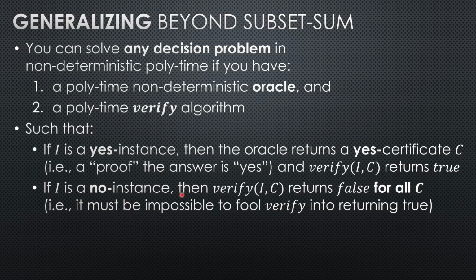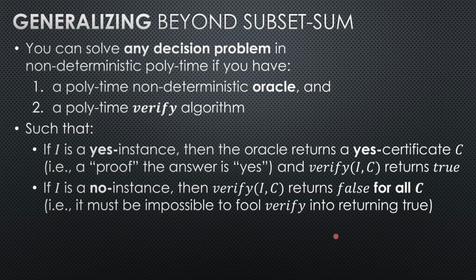And if I is a no instance, then verify must return false. No matter what certificate the oracle gives you, you must return false, because you can take that nonsense garbage certificate it gives you, compare it against your input, and say that is not a valid proof that the answer is yes. So I return false. In other words, it must be impossible to fool your verify algorithm into returning true.